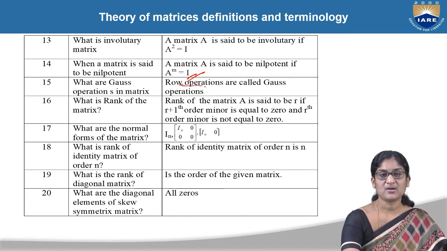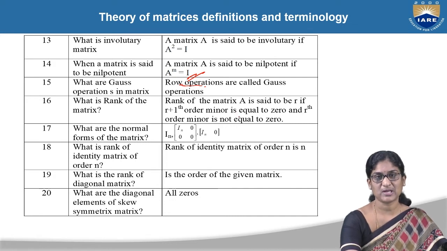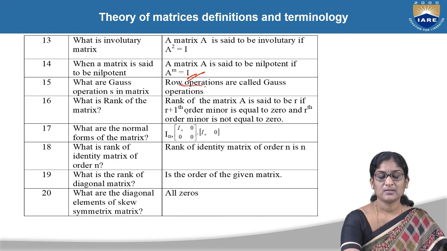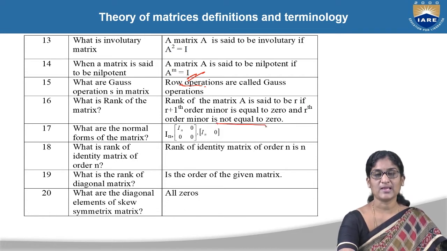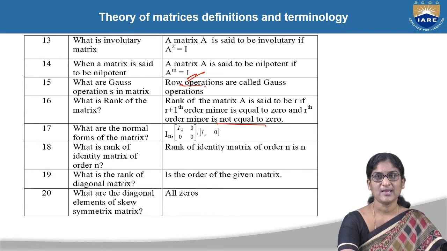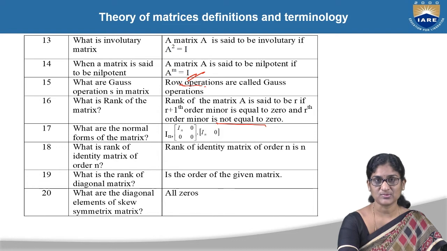And what is the rank of the matrix? The rank of a matrix A, this is a very important concept in matrices. The rank of a matrix A is said to be r if the (r+1)th order minor is equal to 0 and the rth order minor is not equal to 0.